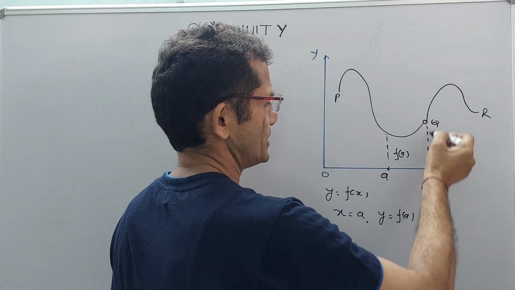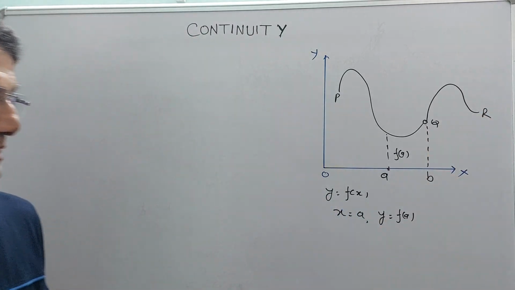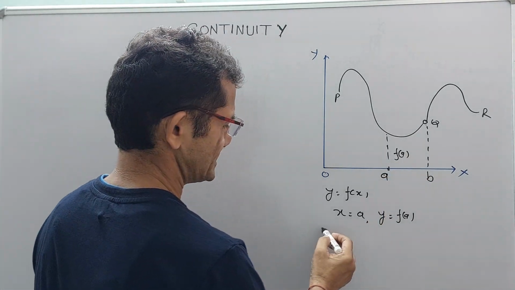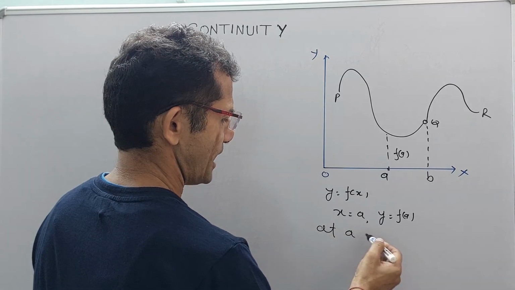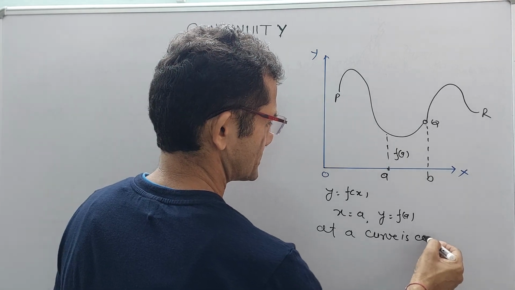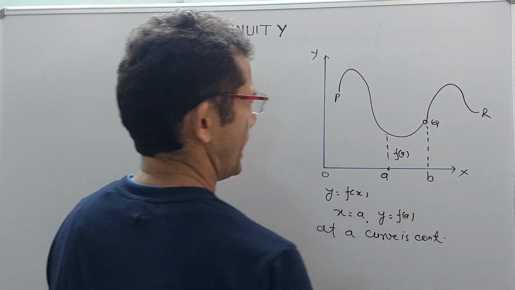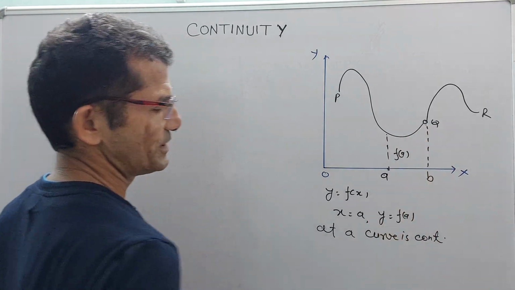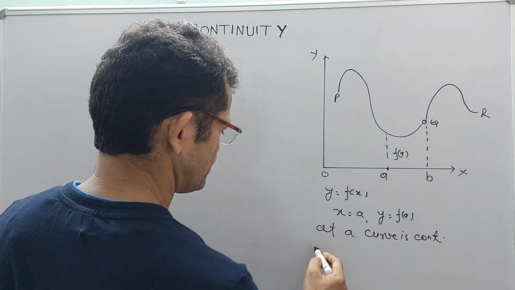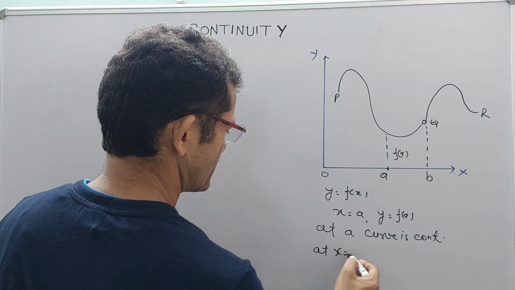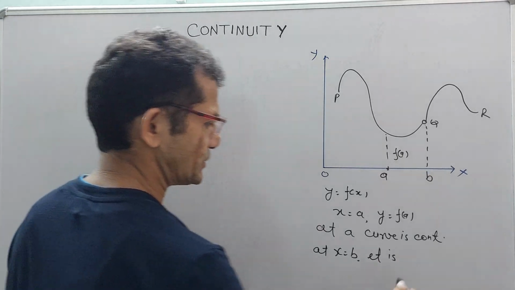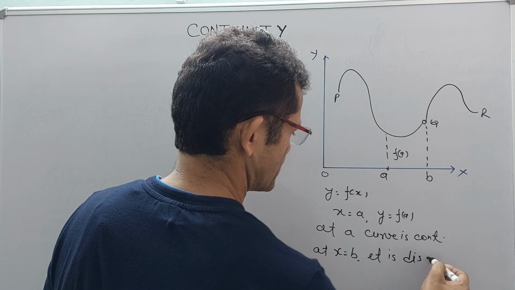So we say that at the point of b there is discontinuity, the curve is not continuous. At the point a the curve was continuous. At the point b there is some dropping, some gap in the curve. We say that at x is equal to b it is discontinuous. Not continuous means discontinuous.